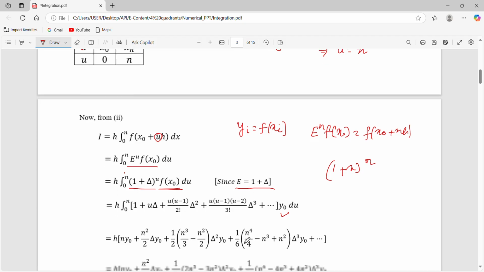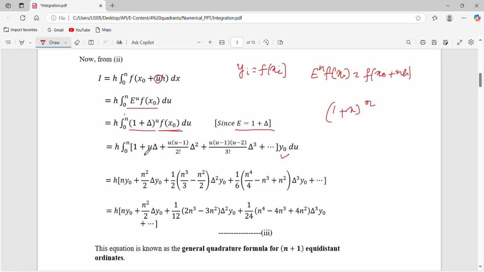Now after integration, since y0 is constant, take it common outside, so we have h outside. So y0, no need to change y0. Then the integration of du is u. So now the limit is 0 to n. After putting the values, since the integral is u, and after putting the limits 0 to n, it is n y0.